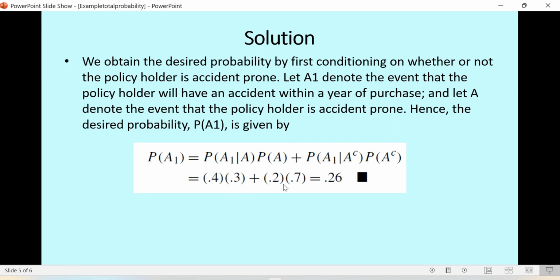Then we multiply these together and sum them. So the total probability is 0.26 for A1. This means that if we just pick a person, the average probability that this person will have an accident in the next year is 0.26.